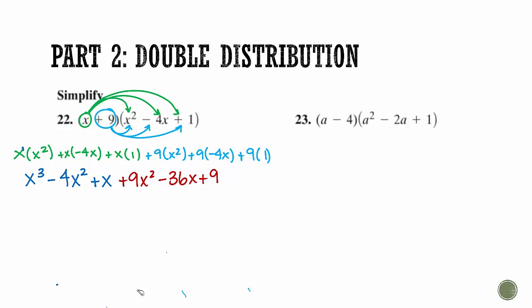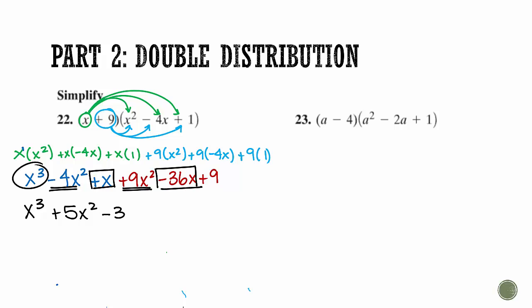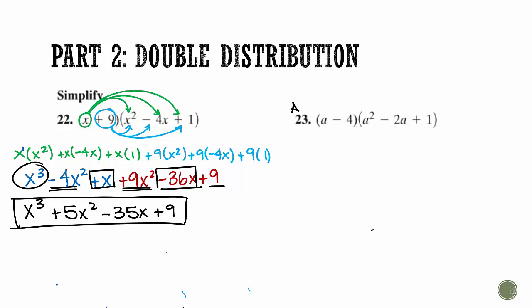So this time we've got a lot of things that we can combine. So look for your like terms, because remember when we did addition and subtraction, that's all you could combine. So x cubed doesn't have any friends. He's just going to stay there. Negative 4x squared can be combined with 9x squared to give us 5 of them. And then we have positive x minus 36x, so that gives us negative 35x. And then just like the x cubed, 9 is all alone, so we just add him on the end. It's all written in standard form, so we're done. I'm going to leave this one for you.